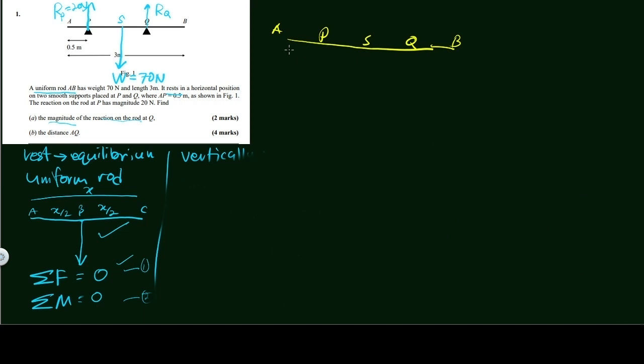Given AP is 0.5, and since it is a uniform rod, AS equals 1.5 meter. How to get 1.5? 3 divided by 2 is 1.5, since it is a uniform rod. Then AB is 3 meter, of course.